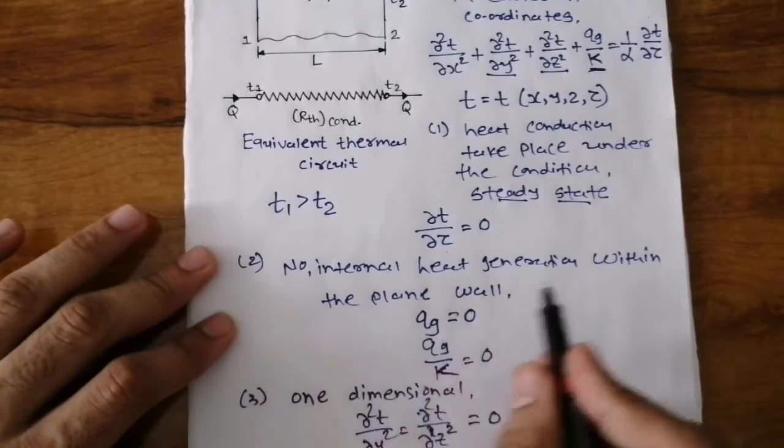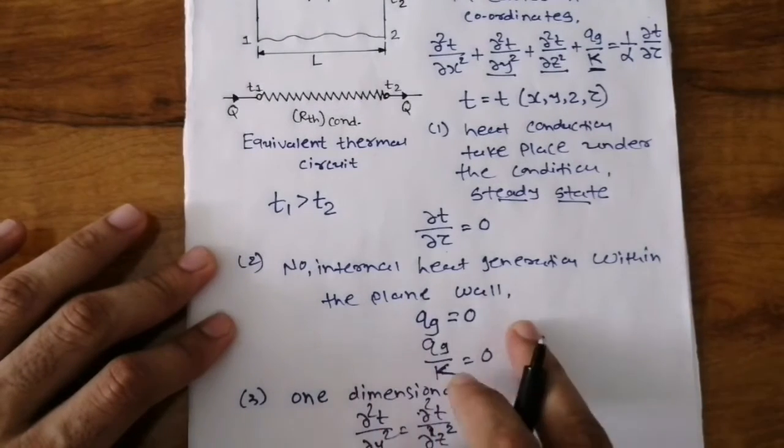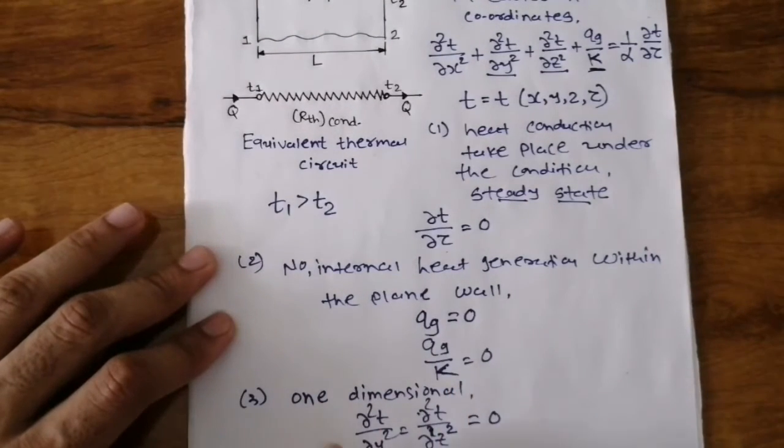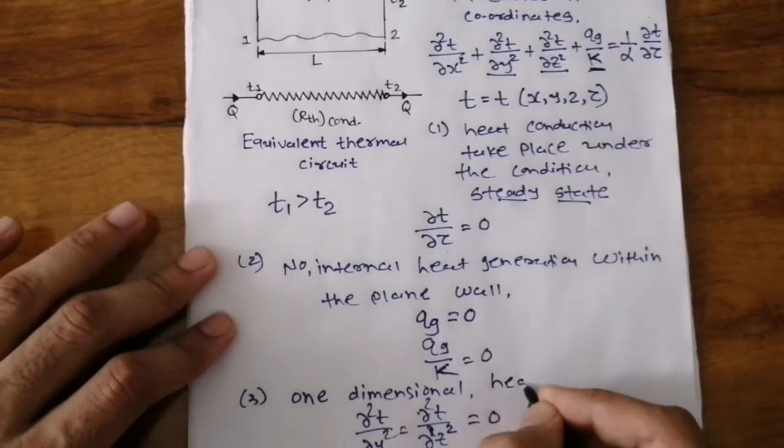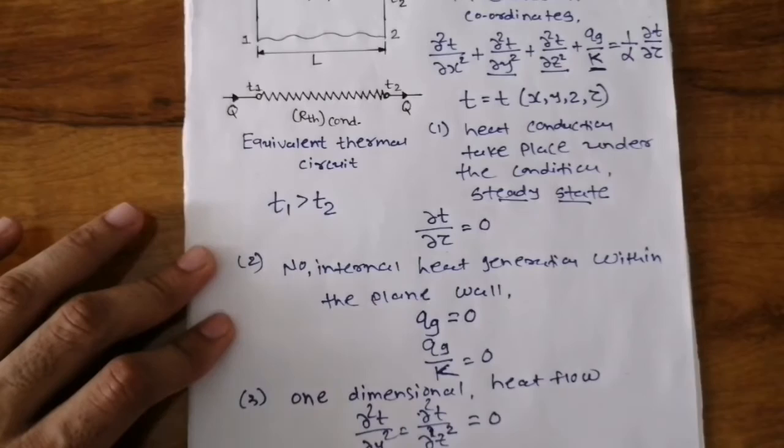Second condition is no self heat generation, or no heat generation within this wall. So at the time we just consider Qg is equal to 0. And the third condition is one-dimensional heat flow. So we should consider del square T by del y square is equal to del square T by del z square is equal to 0.